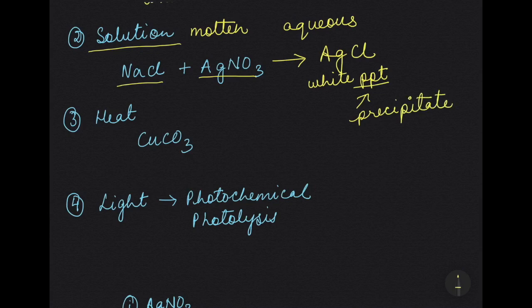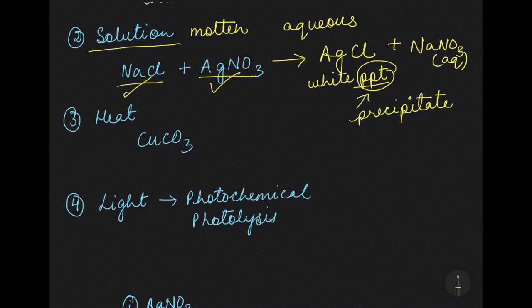We are taking liquid, sodium chloride in water, silver nitrate in water. Both are watery. But when we mix them together, one product is a solid and it is known as a precipitate. Okay, and with the formation of sodium nitrate, which is in aqueous state. Aqueous means again it is in water. It is dissolved in water.